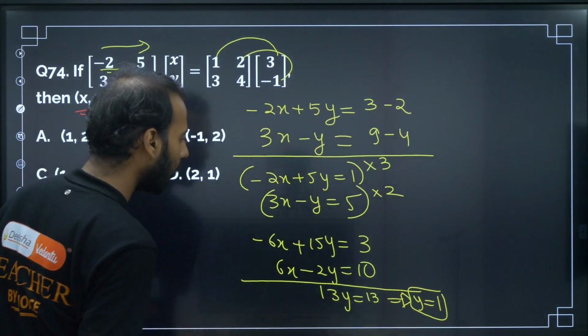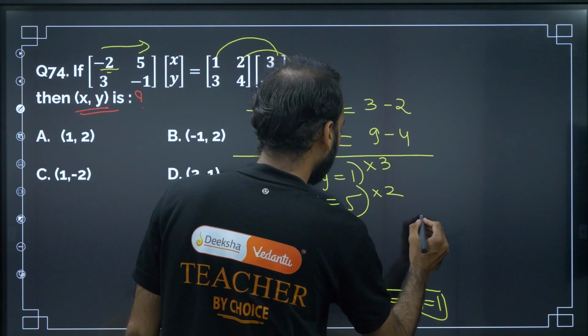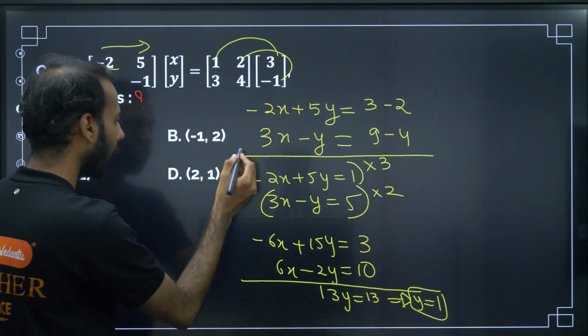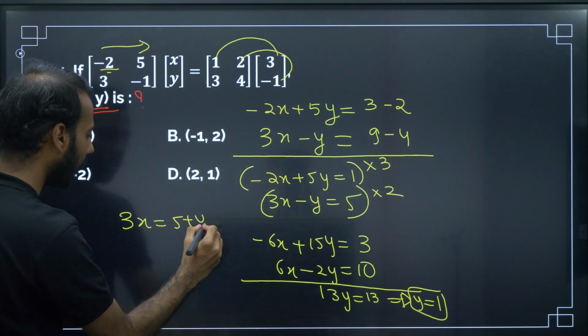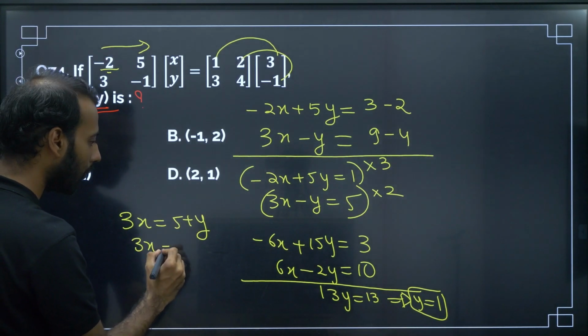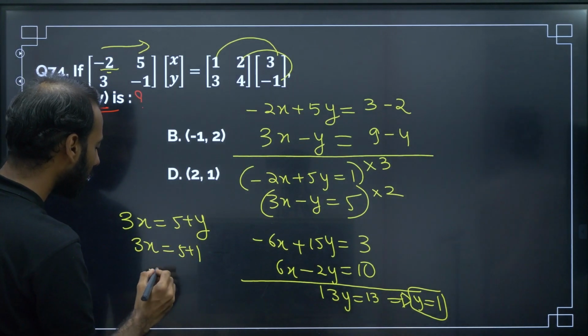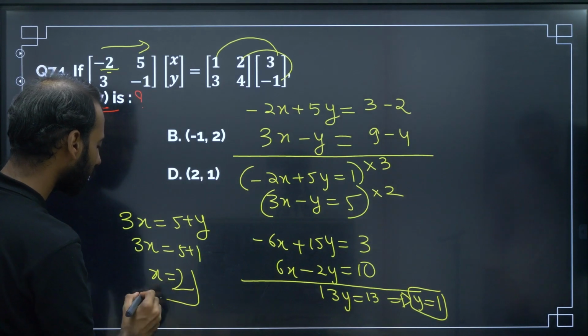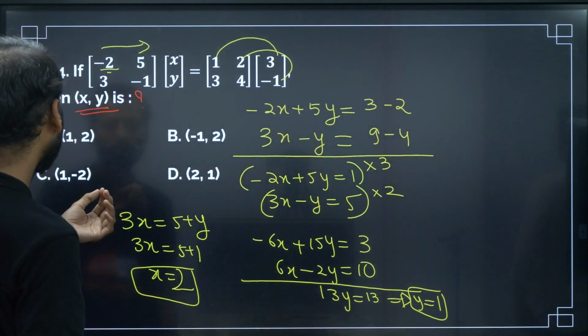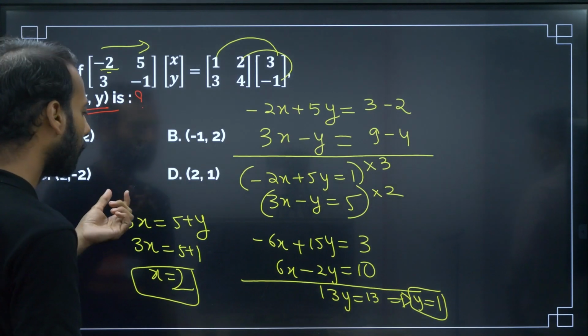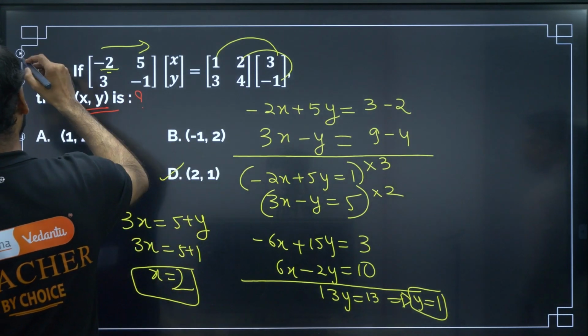So y is equal to 1. If I place it in any one of the equations, say 3x is equal to 5 plus y, so 3x is equal to 5 plus 1, x is equal to 2. So x is equal to 2, y is equal to 1. Is there any option like this? D is the answer. Moving on to the next question.